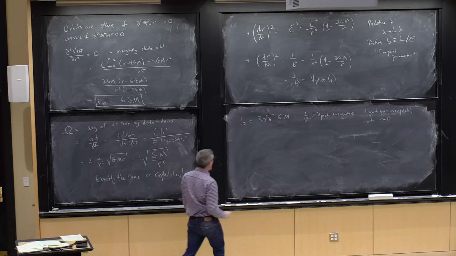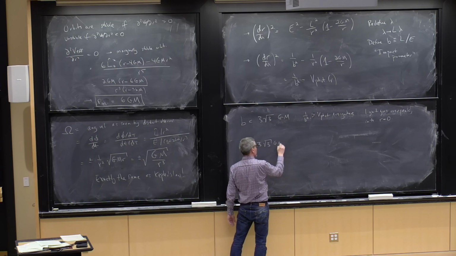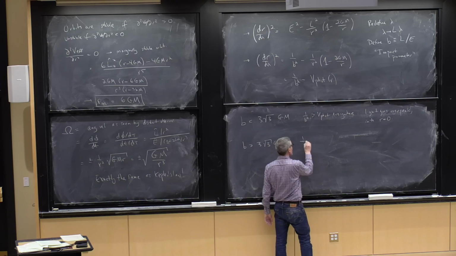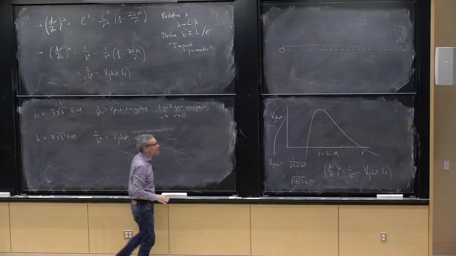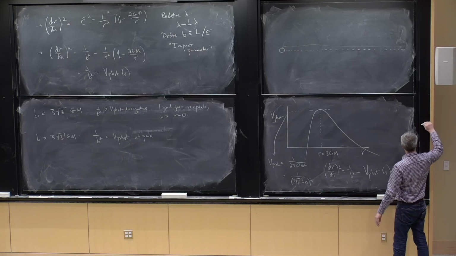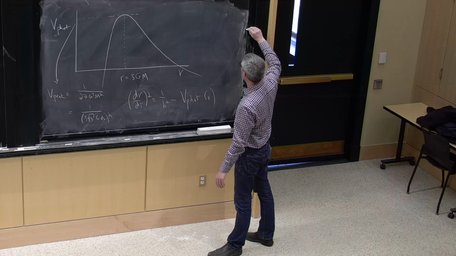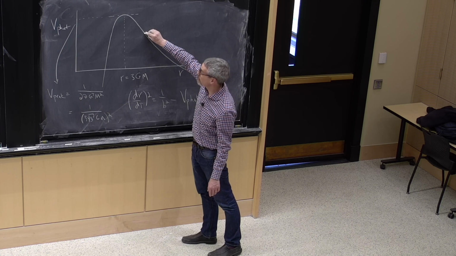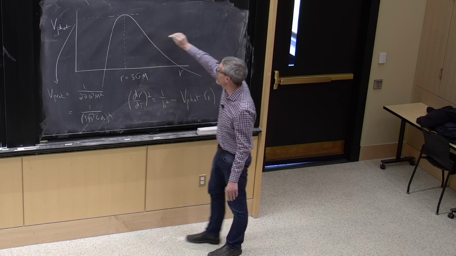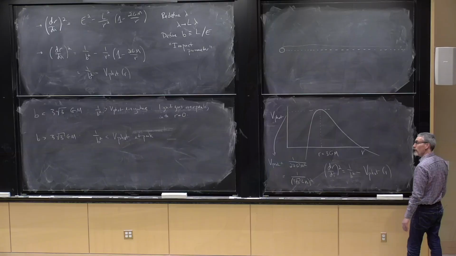If B is greater than 3 root 3 GM, then 1 over B squared is less than V-fold at the peak. This corresponds, in this drawing, to a beam of light that follows a trajectory that kind of comes in here. At this point, dr d tau, if it were to continue going to smaller radii, it would become imaginary. That's not allowed, so it switches direction and trundles right back out to infinity.